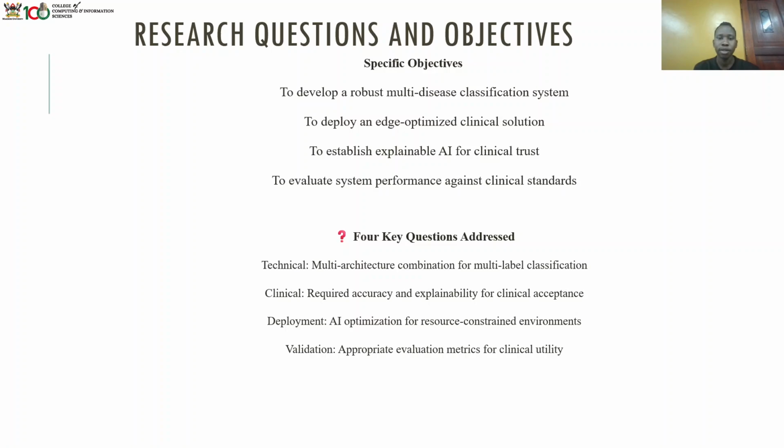So, the specific objectives: we are to develop a multi-disease classification system. Then we also deploy an edge-optimized clinical system and establish AI for clinical trust. We also evaluate the system performance against clinical standards. Then we're addressing technical, clinical, and deployment and validation, whereby we shall look at the required accuracy, the AI optimization, appropriate evaluation metrics, and architecture combination for multi-label classification.